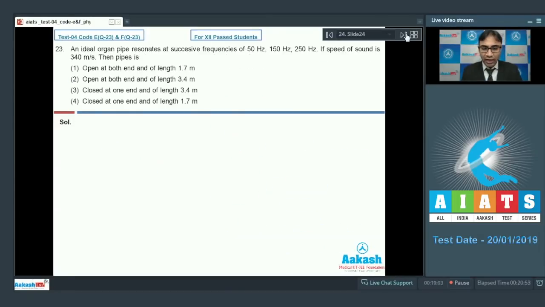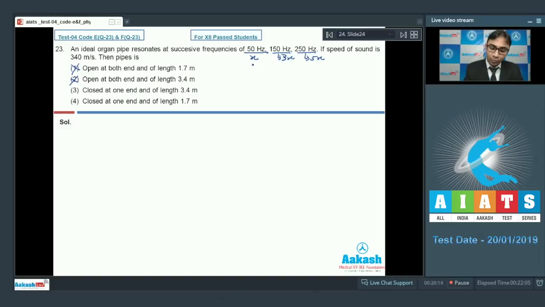In question number 23, it says that an ideal organ pipe resonates at successive frequencies of 50 Hz, 150 Hz, 250 Hz. If the speed of sound is 340 meter per second, then the pipe is... If this 50 is taken to be x, we can write this as 3x, and this as 5x. So these are all odd harmonics, and we know that in a closed organ pipe there are always only odd harmonics. So open and open will not be possible. The only possible choice is the closed organ pipe.